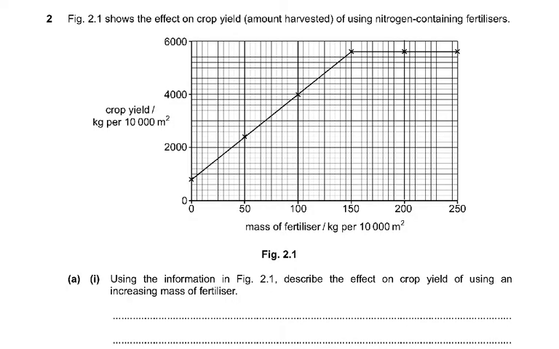Now coming to question number 2, figure 2.1 shows the effect on crop yield, the amount harvested, of using nitrogen containing fertilizer. Now you can see crop yield is kilogram per 10,000 meters square. So it is the area which is important. This is the area, 10,000 meters square. How much crop did we get? How many kilograms of wheat did we have? How many kilograms of sugarcane did we have?